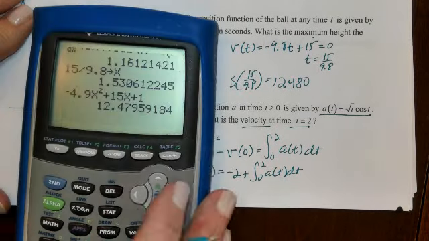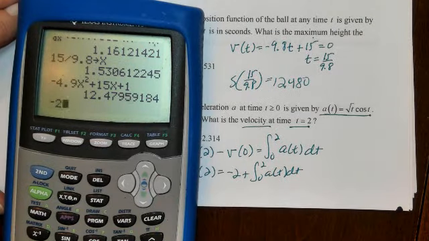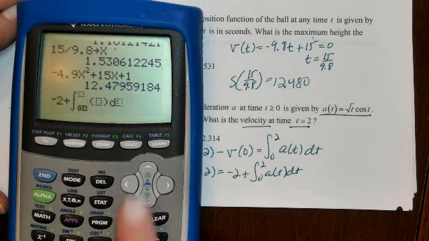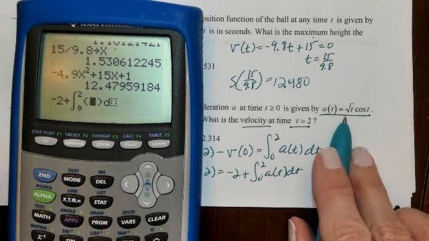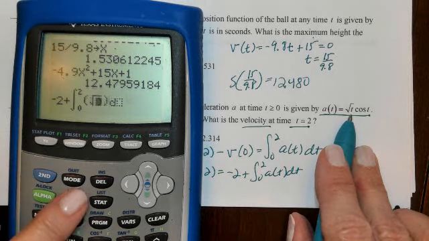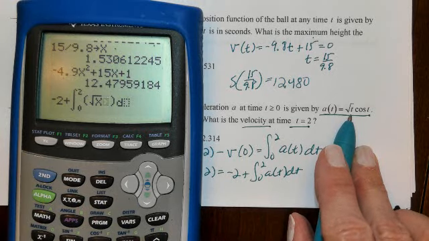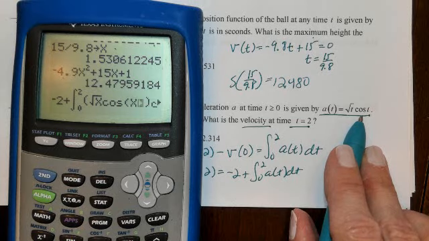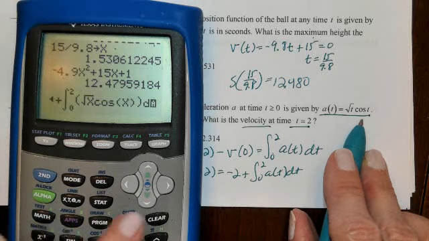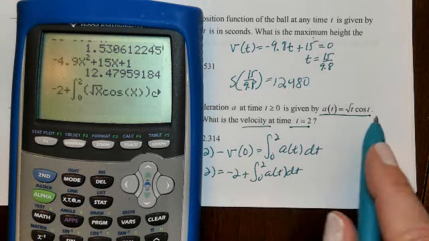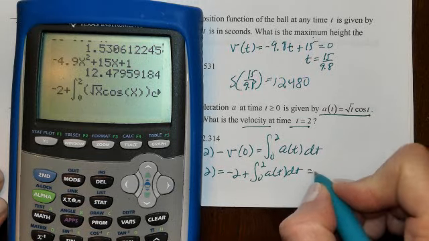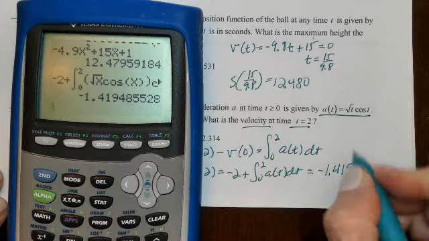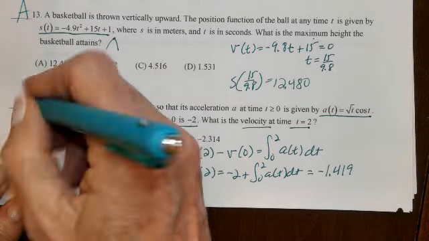So negative 2 plus math 9, 0 to 2. We'll be careful putting this in. Square root of x, arrow over to get out of the square root, and then cosine t. Close the parentheses around the argument. You're good to go. Negative 1.419, and that was A.